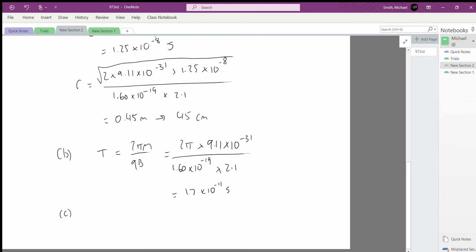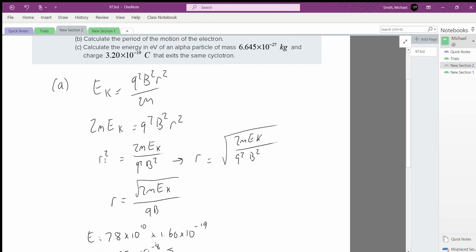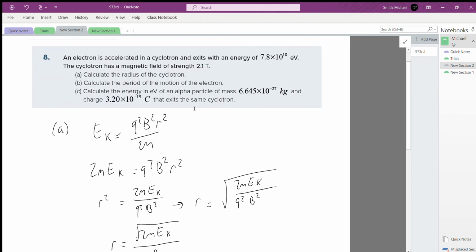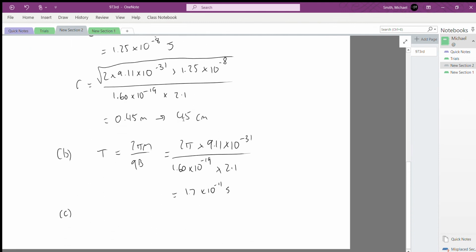Last part, we need to work out the energy in electron volts of an alpha particle with a mass of 6.645 times 10 to the power of minus 27 kilograms and charge 3.2 times 10 to the power of minus 19 coulombs that exits the same cyclotron. So here we're just using the expression for kinetic energy, Q squared B squared R squared on 2m.